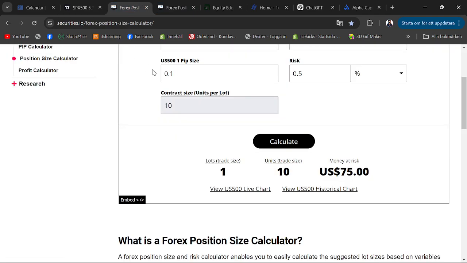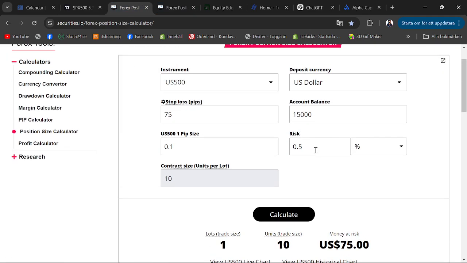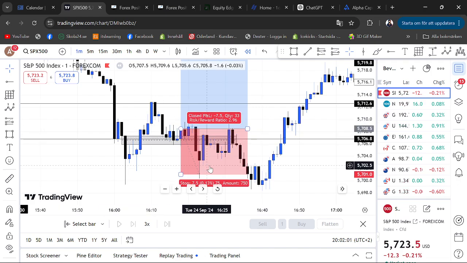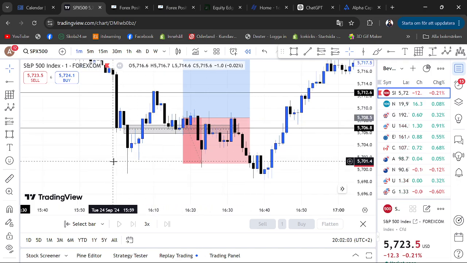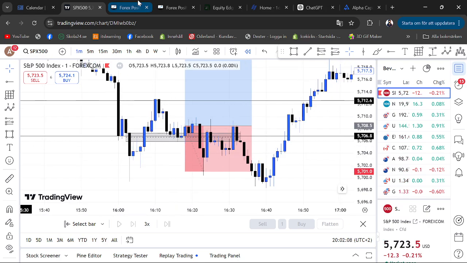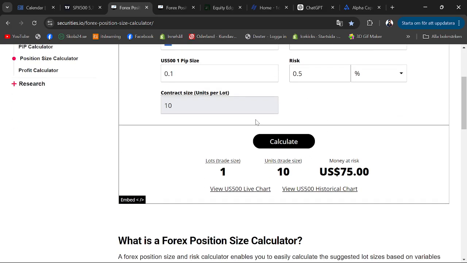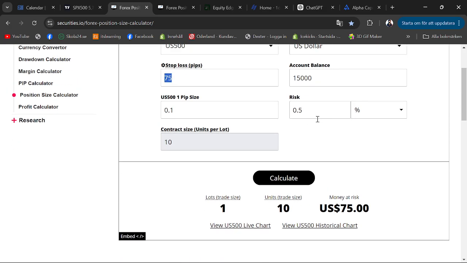So if you look over here, I was calculating like 75 pips. As you guys can see, it was 75. My stop loss was just below this low over here. And I was going to de-risk. Why? Because we had a high impact news that caused the market to move too much. So I was going to risk 0.5%.